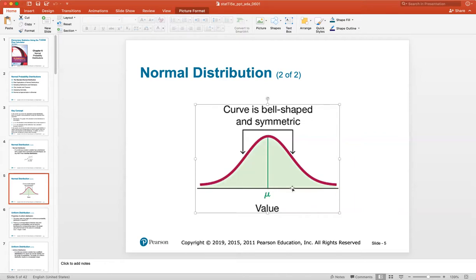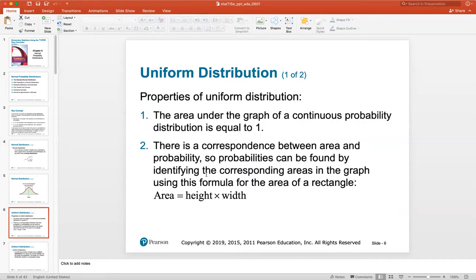Now, you see the properties of the uniform distribution. The area under the graph of a continuous probability distribution is equal to 1. Why? Because I told you the area represents the probability, right? So the sum of all the probabilities must be equal to 1. It means the area from negative infinity to infinity under the graph of the normal distribution must be equal to 1. And the second property: there is a correspondence between area and probability. So probabilities can be found by identifying the corresponding area in the graph using the formula for the area of a rectangle. Area equals height times width.